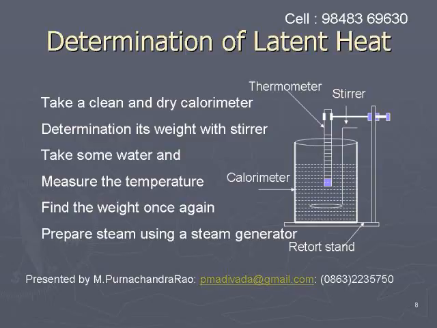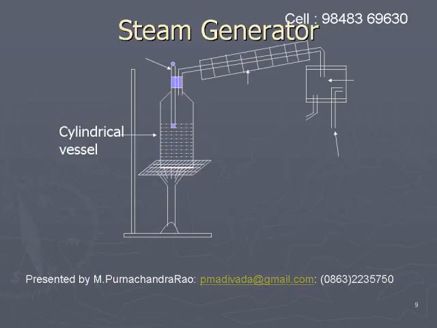Then prepare steam using a steam generator. The figure shows a steam generator. In this, we notice a cylindrical vessel to which a rubber cork is fitted, which contains two holes. Through one hole, we keep a thermometer, and through the other hole, a wool packed tube is fitted. The bottle is filled with water and it is heated using a Bunsen burner.